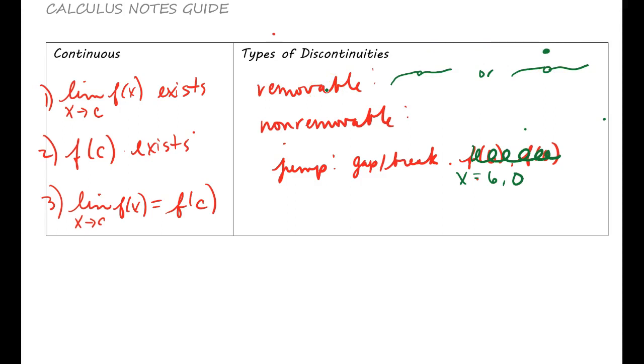And a non-removable discontinuity is going to be your vertical asymptote situation. So if you saw something like this, I don't even know what the graph's doing. It really doesn't matter. But if there's some sort of a vertical asymptote, that would be a non-removable discontinuity in this problem at x equals 2. Okay, so it's whatever it looks like.